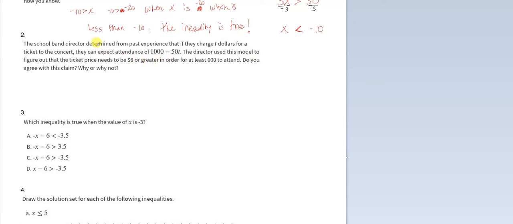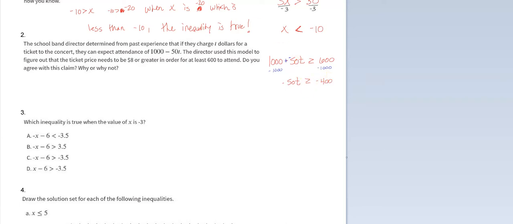Alright, so for at least 600, that means that this is going to be greater than or equal to 600. So really what we have here is this inequality of 1,000 minus 50 times something is going to be greater than or equal to at least 600 folks, right? So if you solve this inequality like we saw on the previous problem, you got to remember that this 50 is negative and the 1,000 is positive. So the first thing that you would do is you would take 1,000 away from both sides, and that would leave you with negative 50 times something is greater than or equal to 600 minus 1,000, which is negative 400.